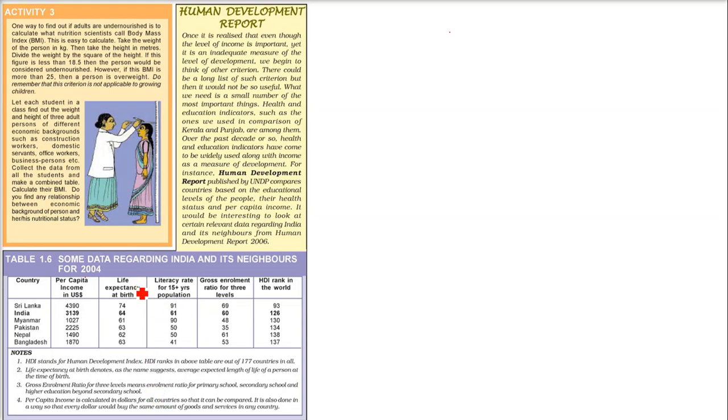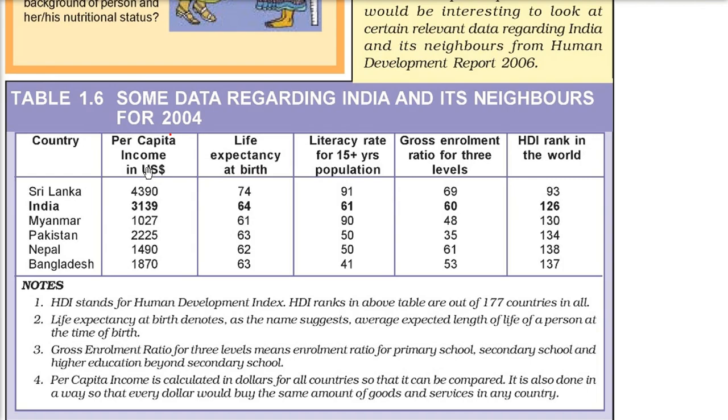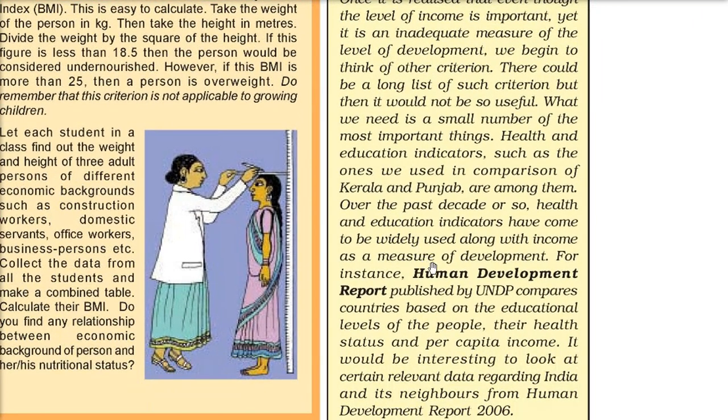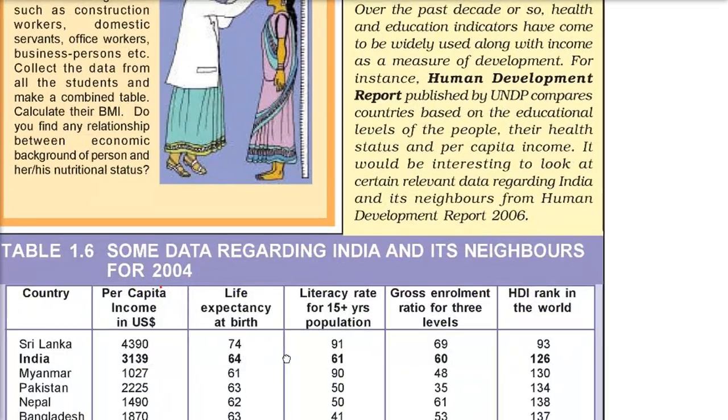Now here we have some data regarding India and its neighbors. What this data shows is the per capita income in terms of US dollars, life expectancy at birth, literacy rate for the 15 plus years population, gross enrollment ratio for 3 levels, and HDI rank in the world. So what is HDI? HDI is the Human Development Index. This is human development, that is, how the various facilities are being provided to the citizens, and how their health and education indicators are, which are very important.